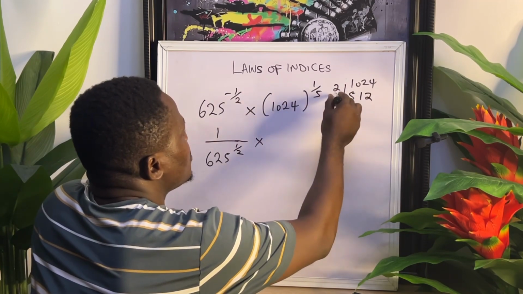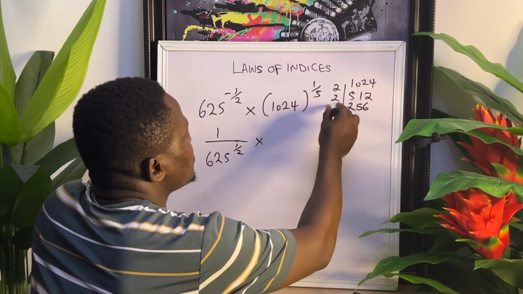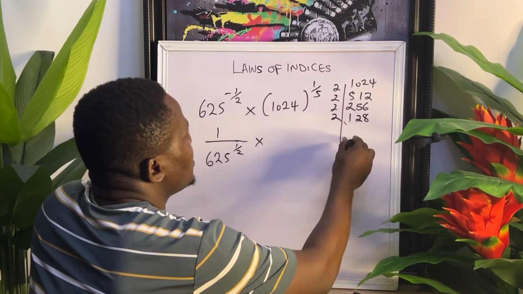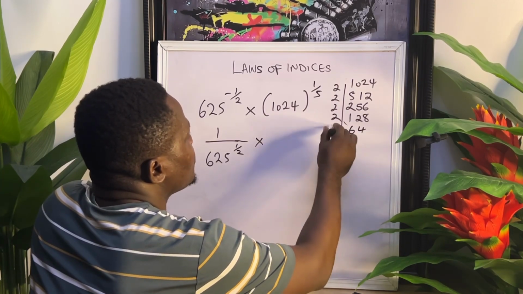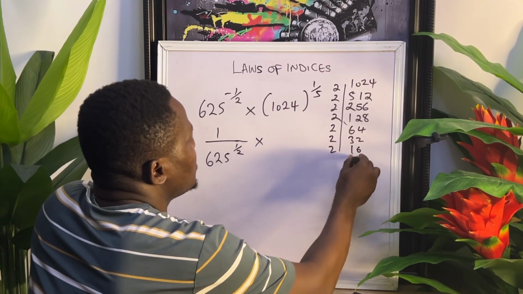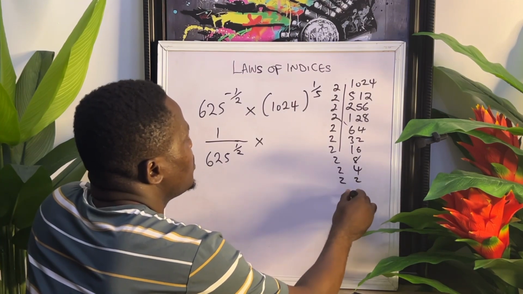And here is 256. 2 again. Here is 128. Here is 64. 2 again, 32. 2 again, 16. 2 again, 8. 2 again, 4. 2 again, 2. 2 again, 1.